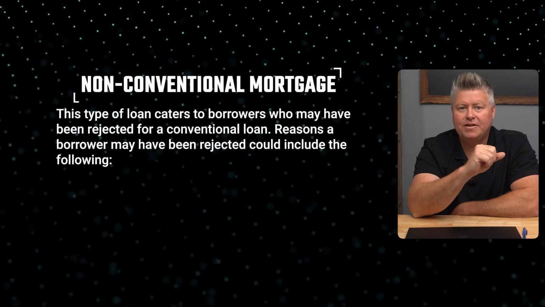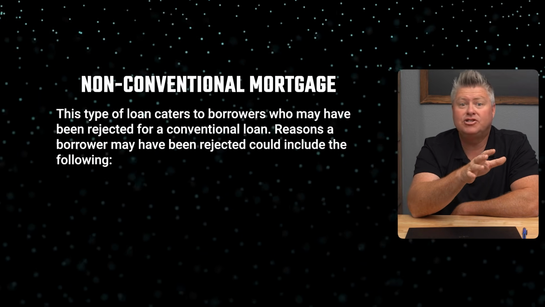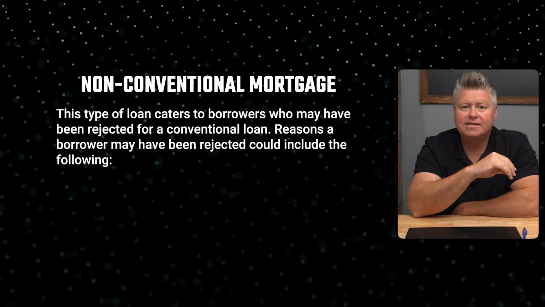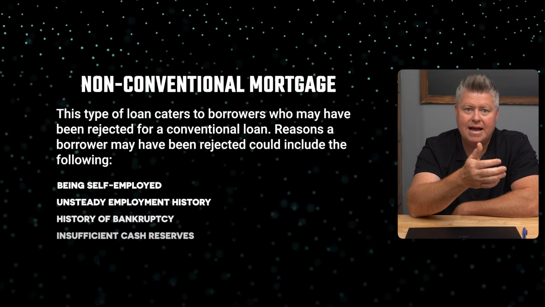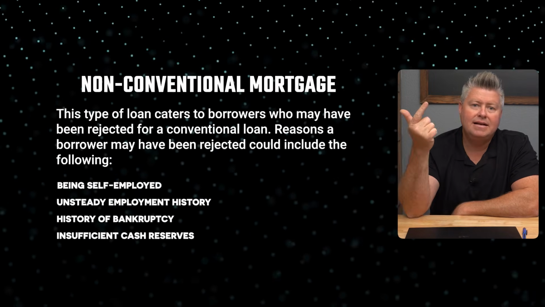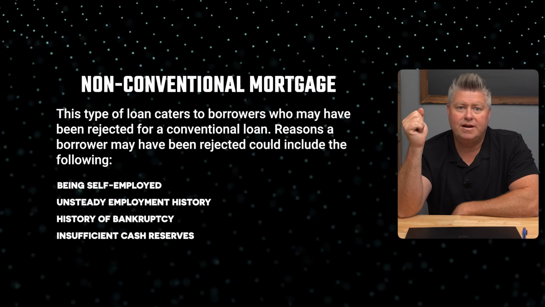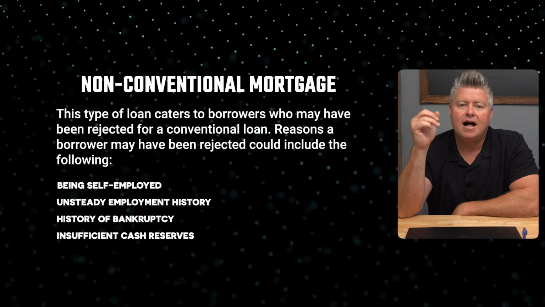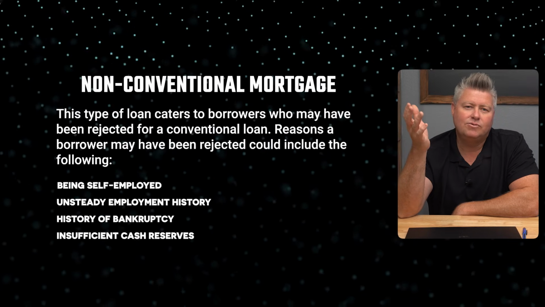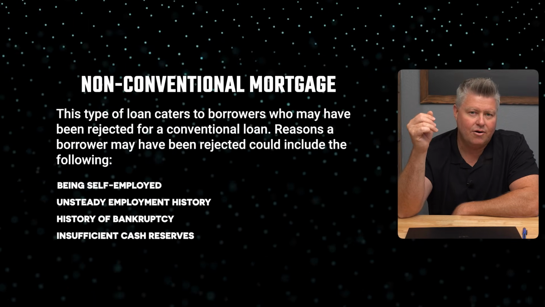So this type of loan caters to borrowers, like I said, who have been rejected for a conventional loan. Reasons a borrower may have been rejected could include a handful of things, right? Like being self-employed, unsteady employment history, history of bankruptcy, insufficient cash reserves. These are the types of things that banks would look at and go, ooh, there's risk there, okay?